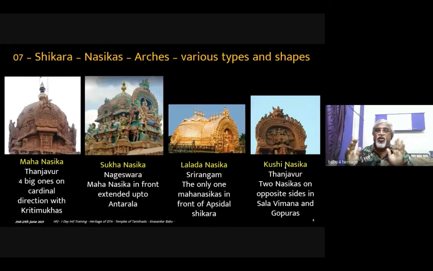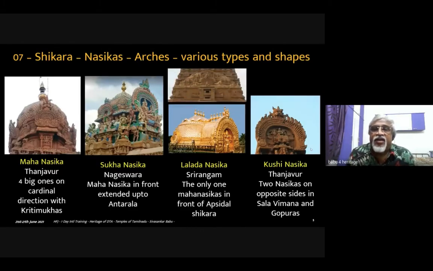When you see a gopuram, the front and the back, the way while we enter, you will be having Mahanasikas like this. On the side, suppose if it is east-west oriented, on the north and the south side of the Gopura, on the top, you will see these Kushinasikas. This is the most ornamental and beautiful part. I will show you the photos and other details when we are covering the Gopuras the day after.